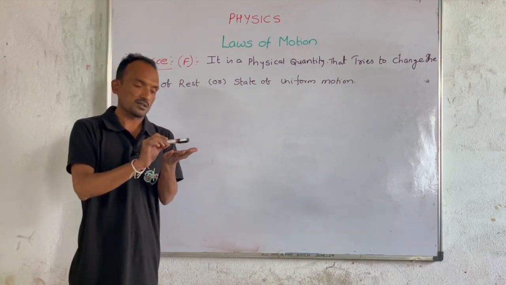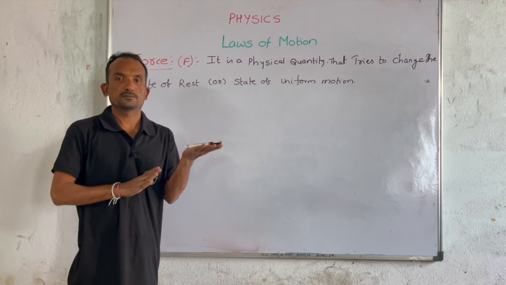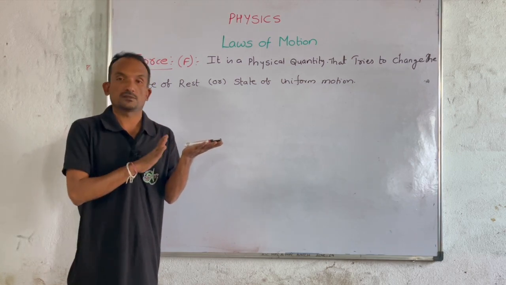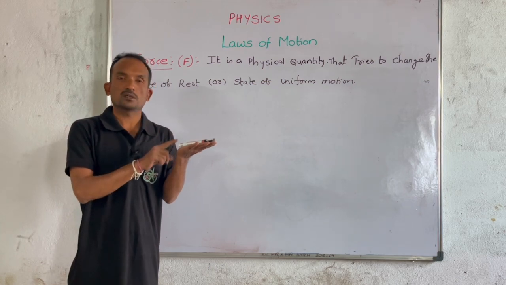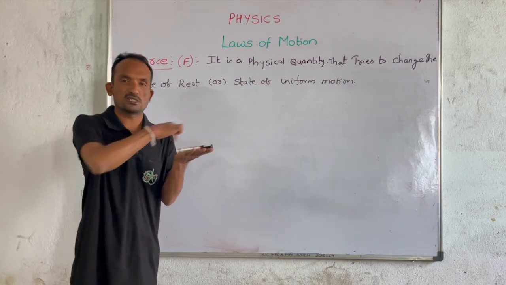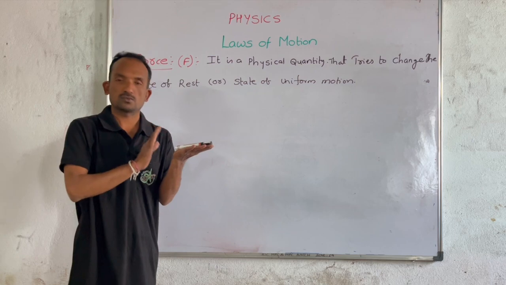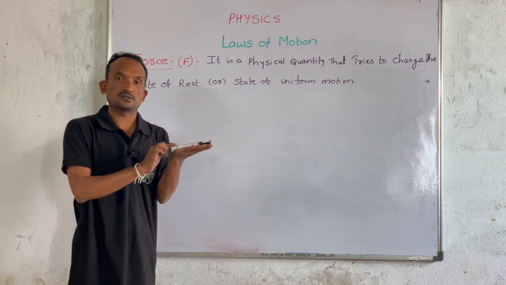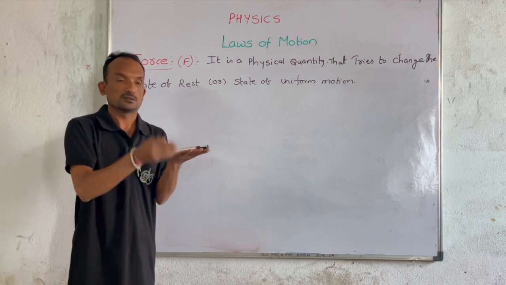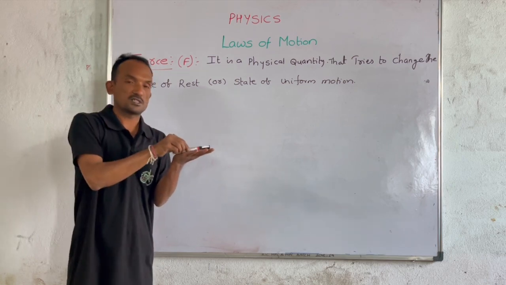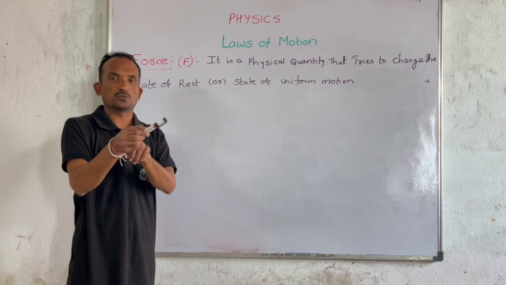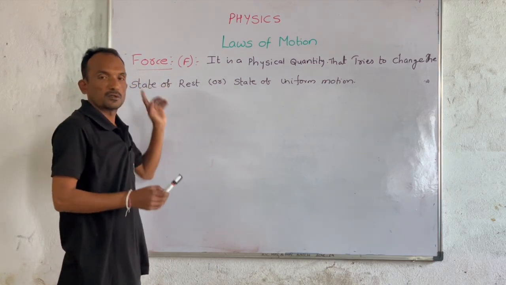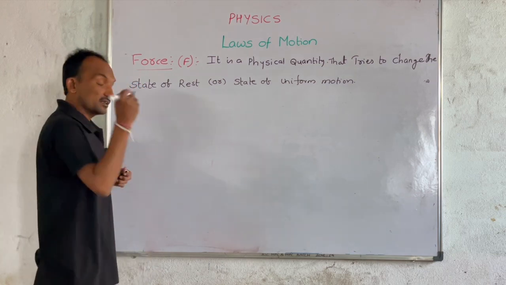This marker is in my hand. What is the position of the marker? At rest. The position of the marker does not change with respect to its surroundings and time. That's why it is at rest. Okay. The state of rest changed by a physical quantity, that is called force. Okay, so force, another definition is there.